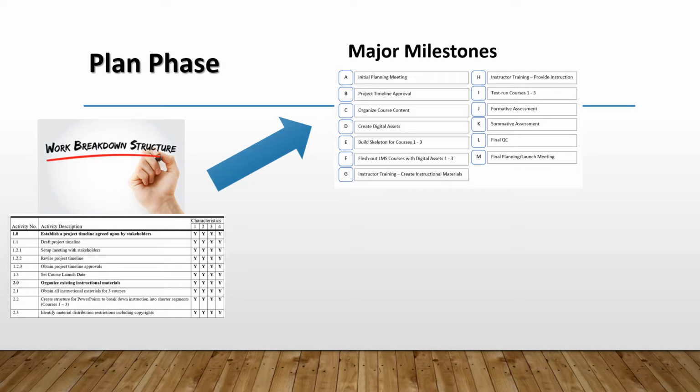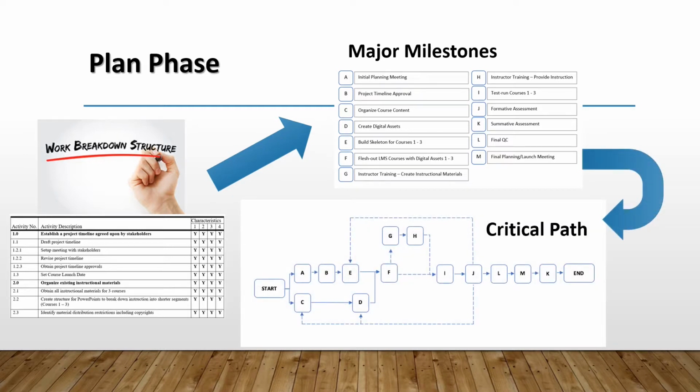From these, we can now share the visual representation of the project from start to completion. This is our critical path. We've taken the activities, we've grouped them into major milestones, and we've flowcharted them to form our critical path. Some activities have to be done in a sequence, and some can be done simultaneously. In this example, we see that the initial planning meeting has to come before project timeline approval. But we see that initial planning meeting and organizing course content can be done simultaneously.